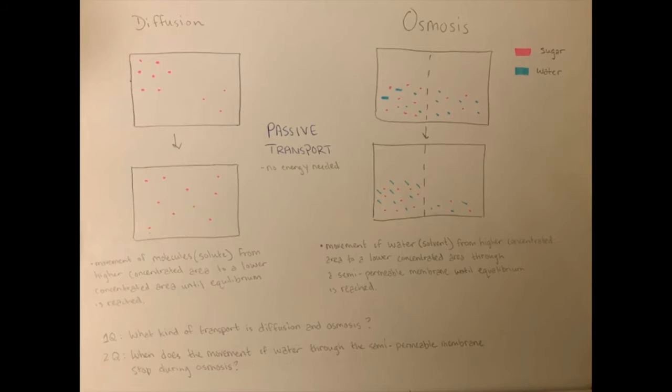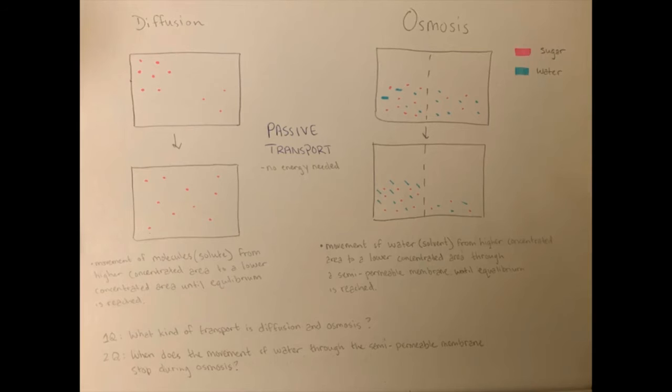Diffusion versus osmosis. How are they different? Diffusion is the movement of molecules, solutes, from higher concentrated area to a lower concentrated area until equilibrium is reached. Osmosis is the movement of water, solvent, from higher concentrated area to a lower concentrated area through a semi-permeable membrane until equilibrium is reached.